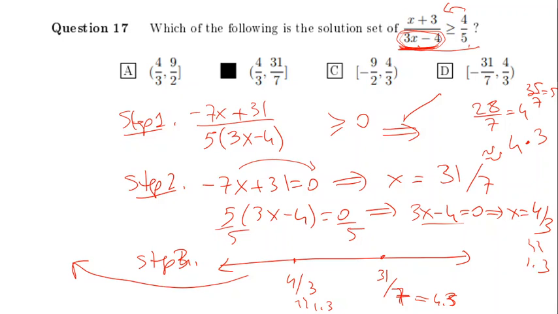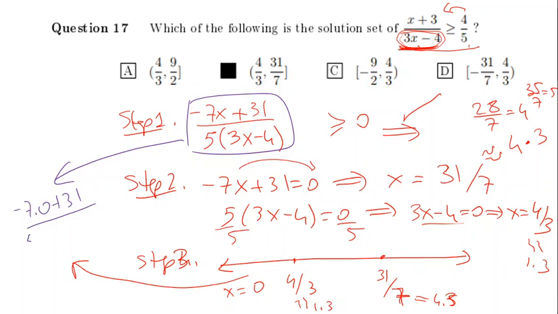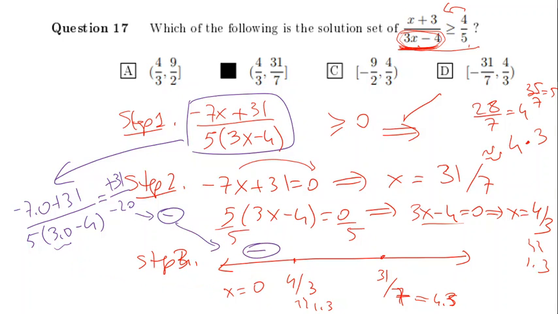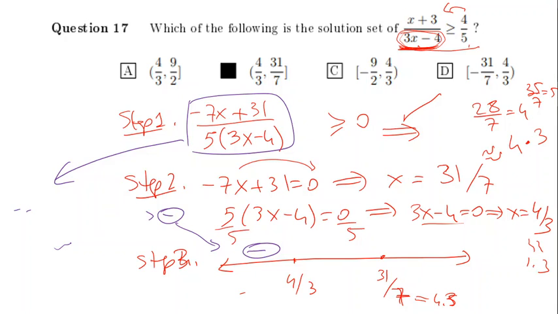Take a number here, take x equal to, let's say, less than 1.3, so 0, you would just have to put it here. So negative 7 times 0 plus 31 divided by 5 times 3 times 0 minus 4. In the numerator you will get positive 31. And in the denominator it will be 0 minus 4, times 5, minus 20, so you will get a negative number. You can say it's negative. And we can do the same thing for the other number.